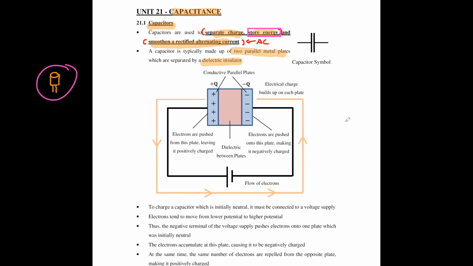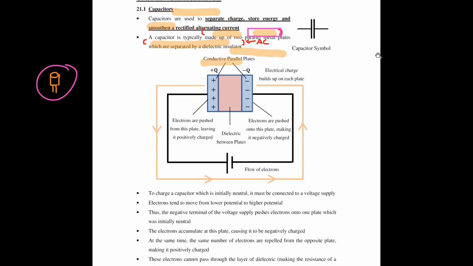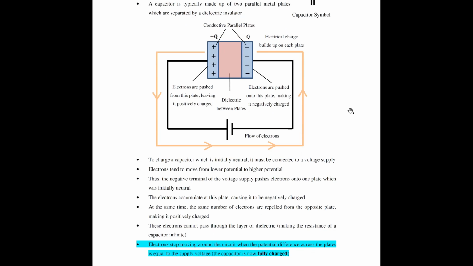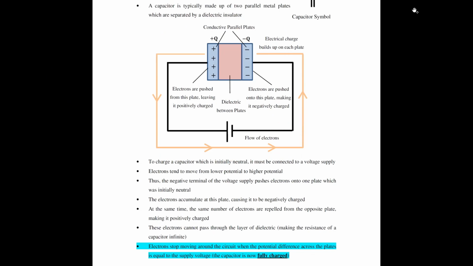But in the first place, how does it actually store energy? How does it actually charge up? You need to look at the diagram below here. So you look at the diagram below here, the component you see here is actually your capacitor, where you see that it consists of two parallel conductive metal plates and a layer of dielectric in between.